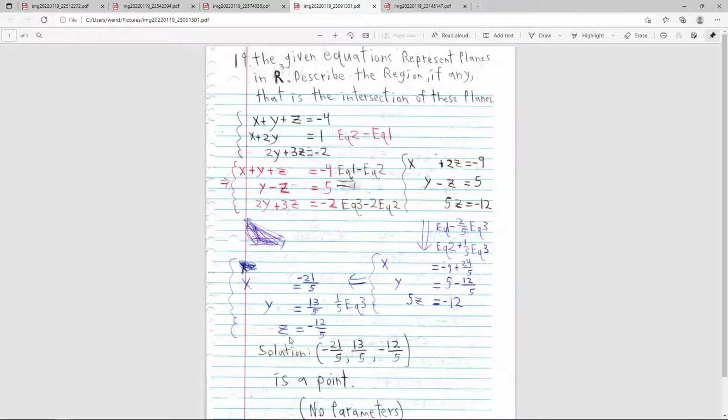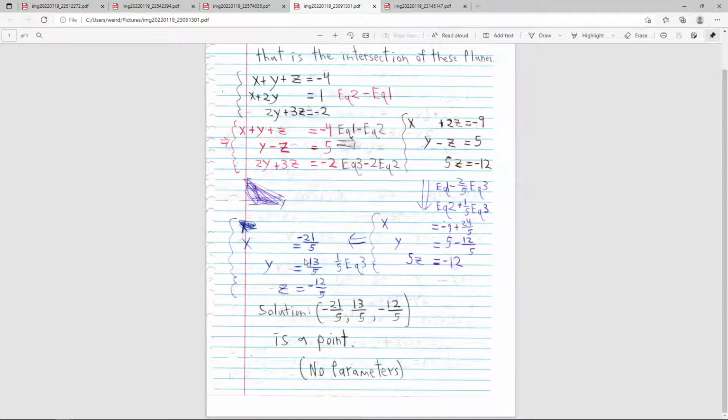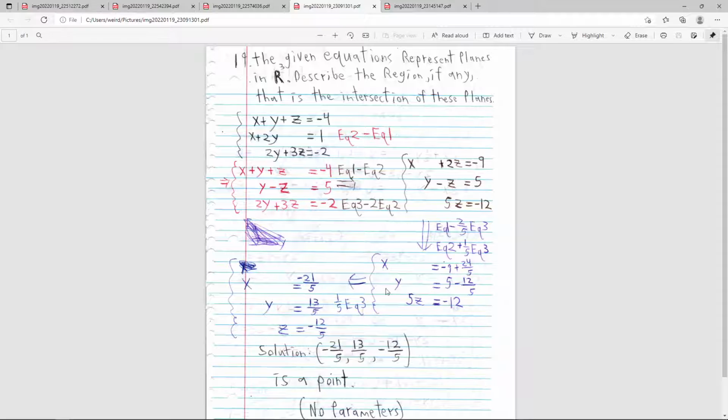As you can see, x, y, and z, so it's an exact format. This is when the Gauss-Jordan method works perfectly. You get it in a nice form like this, in x, y, and z only. And if it's just these coordinates, it's a point, because there's no parameters, as I was saying.